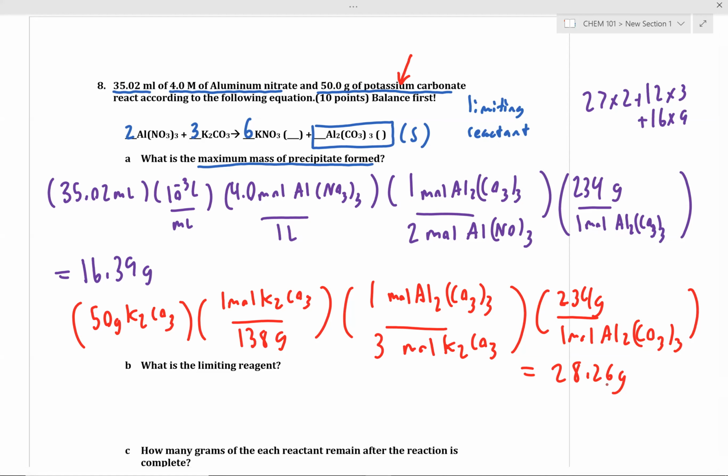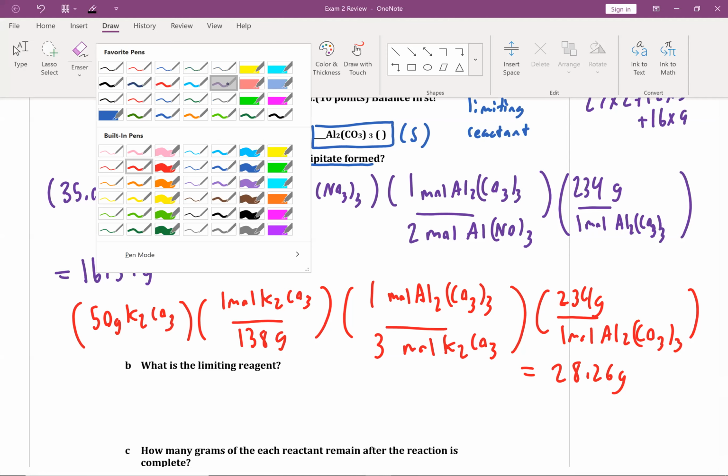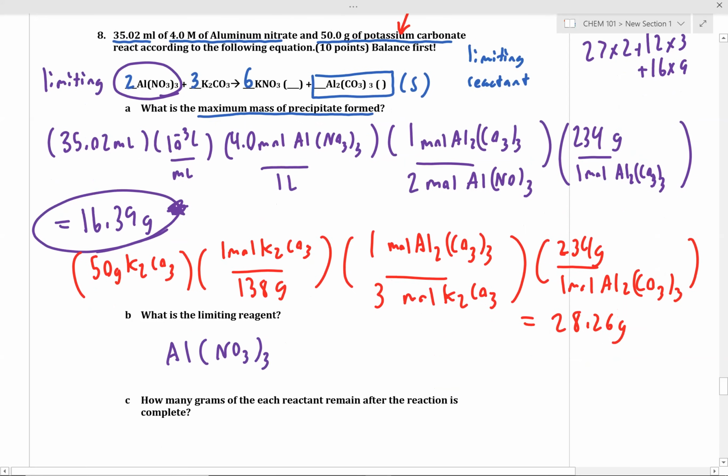So which of these expected masses is smaller? Which reactant is limiting? Yep, the first one, aluminum nitrate. So this produces a smaller mass. So this is the mass of precipitate actually formed. So what this tells us is aluminum nitrate is limiting. So this is known as the product method. You calculate the expected mass of product generated from each of your two reactants, and the smaller mass generated is your limiting reactant. So then we know our limiting reactant is aluminum nitrate. We'll definitely get to limiting reactants before the exam next week.